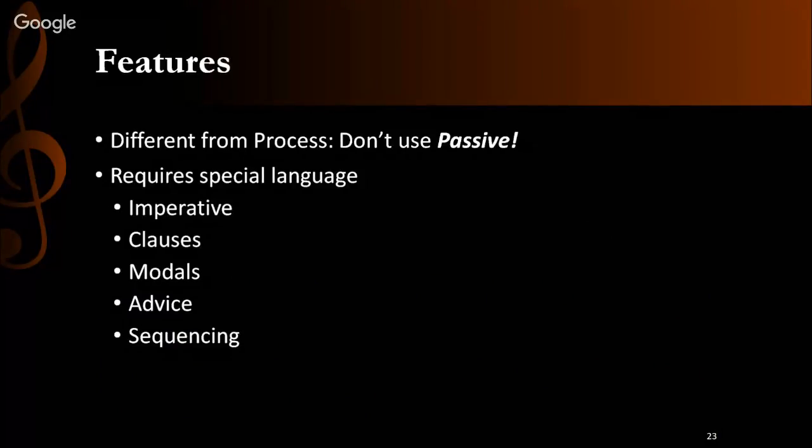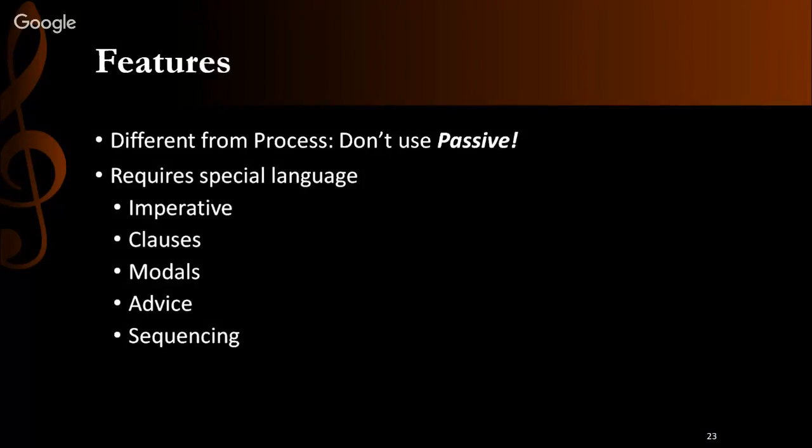Different from a process, a procedure does not use the passive. That is, a procedure is different from a process. In a procedure we do not use the passive. It requires special language. We usually use the imperative sentence. We use clauses. We use modals, modal auxiliaries. We use advice, that is, advising what is good to do. And sequencing, correct logical order, time order.